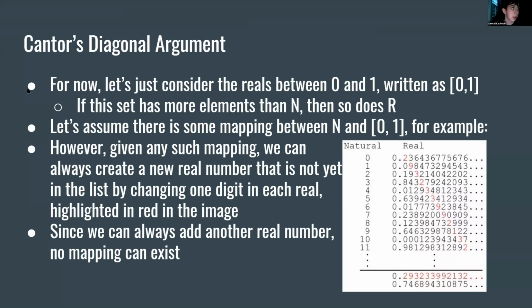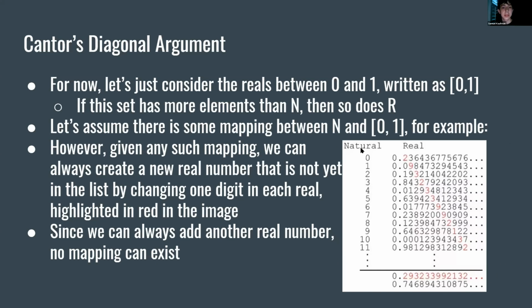And so our assumption here is that there is some mapping between N and this set of real numbers. If there were a mapping like this, then the real numbers would be countably infinite, so they would have the same size as N. But if we can show that there's a contradiction in this assumption, then we will know that R is uncountably infinite. So if we assume a mapping, we can write it out in a diagram like this.